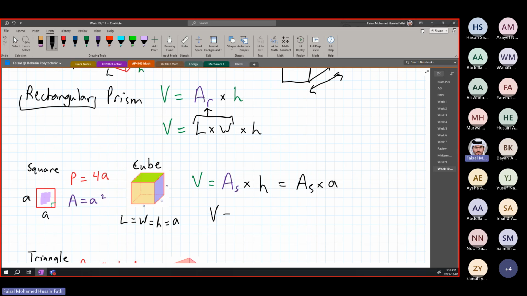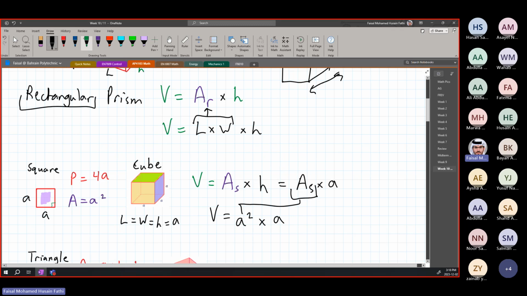And what do we know? We know that the area of a square is A squared. So we multiply that by A. So the final volume, we could say the volume of a cube is simply A cubed. Okay? Because we are just substituting the area of the square times the height, which is also equal to the side in the case of a cube.